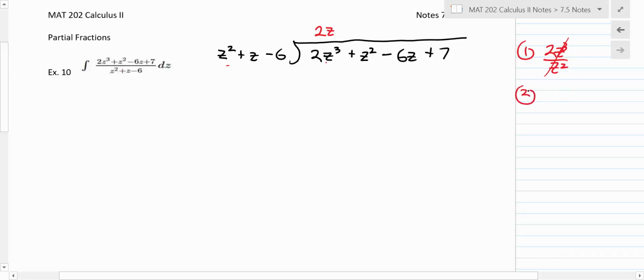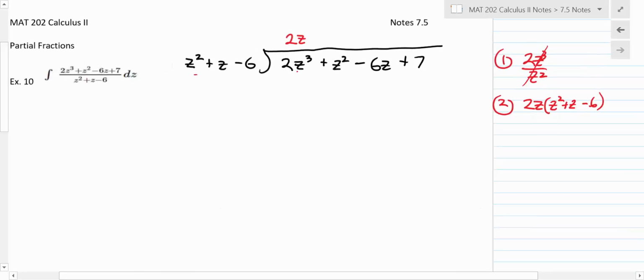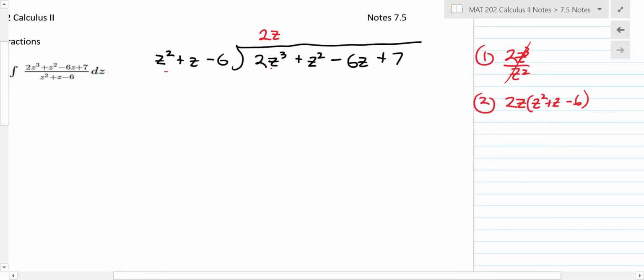Step 2, what you're doing is 2z times z squared plus z minus 6. I'm writing that down for the benefit of some of you who never learned how to do long division this way because you're from another country where they don't teach it this way. Not everybody teaches division this way. So what I'm going to do is 2z times z squared is plus 2z to the third. 2z times z is plus 2z to the second.